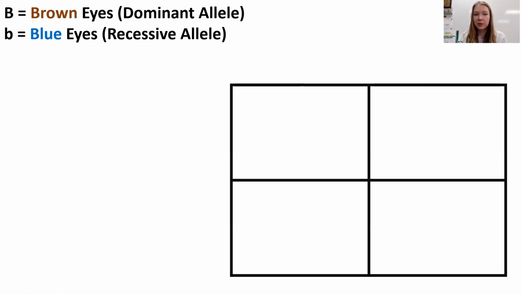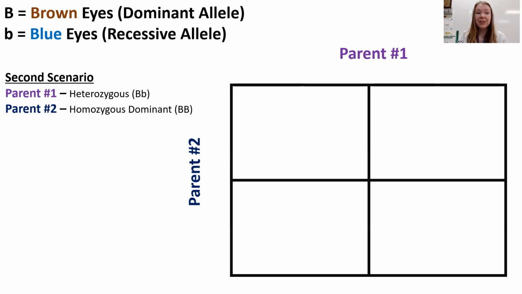Okay, for this second scenario, we're still looking at the same traits, brown and blue eyes, dominant being represented by the big B, recessive being represented by the little b. Parent 1 on top, parent 2 on the side. For the second scenario, parent number 1 is heterozygous and parent number 2 is homozygous dominant. So for parent number 1, we have the heterozygous alleles put on top, and for parent number 2, homozygous meaning the same, and it's the dominant allele, so we put 2 big B's on the side. Pause the video here and fill out the Punnett square yourself.